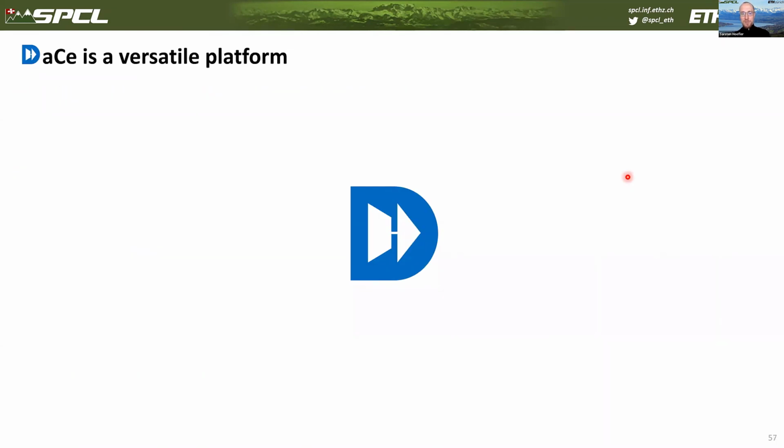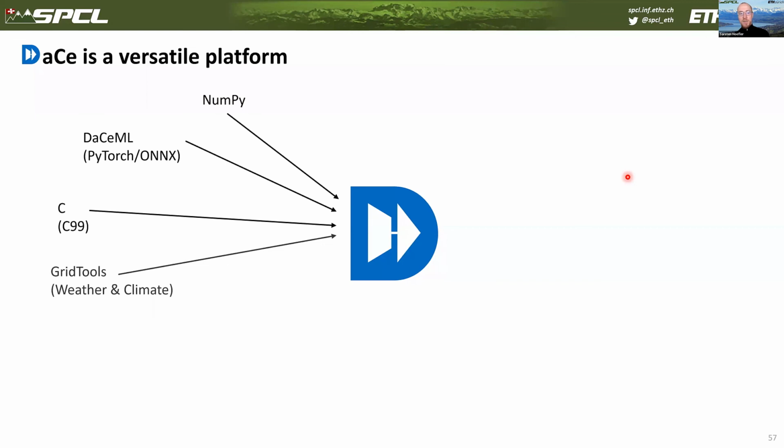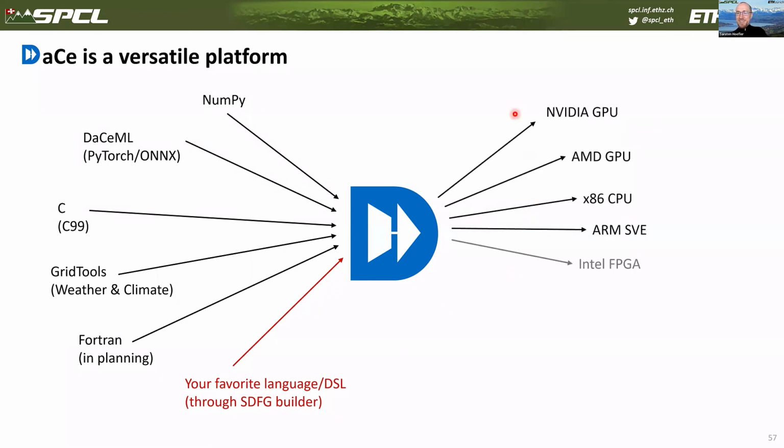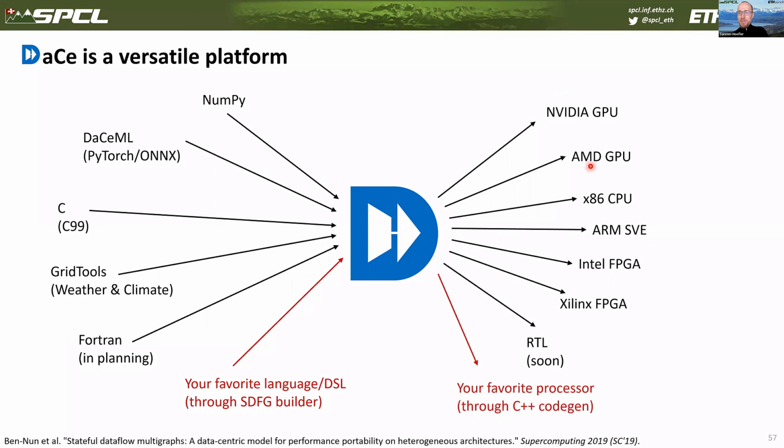So just to close out the talk, cycling back to the beginning, the data-centric parallel programming framework. As a versatile platform, it takes multiple different input languages, like NumPy. We have a Fortran version that is nearly done now. We are actually going to run the full weather code through the Fortran version, hopefully very soon, hopefully this week. And then it outputs code for NVIDIA GPUs, all kinds of GPUs, all kinds of CPUs, including ARM SVE, as well as RTL and Xilinx and Intel FPGAs. And it's relatively easy to extend to your own coprocessor or processor.